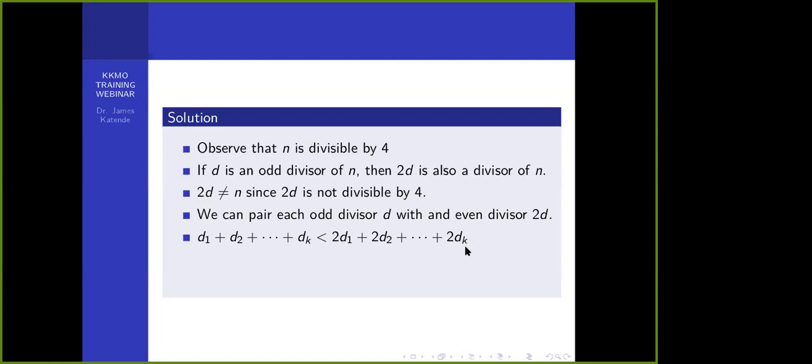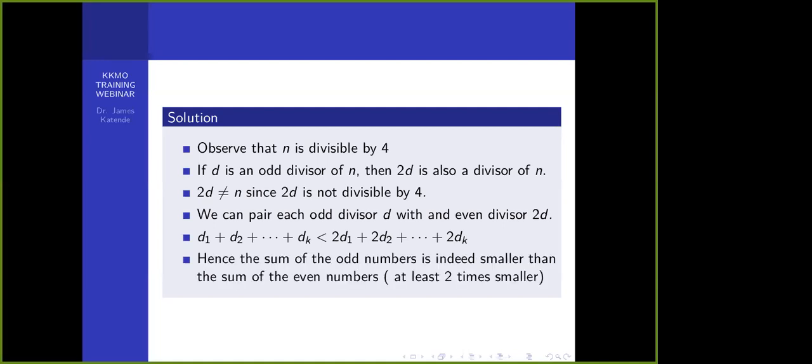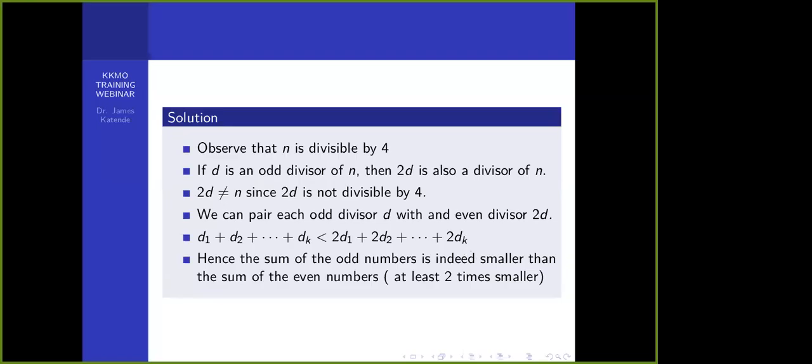So that solves the problem we wanted to solve: the sum of all the odd numbers written on the board will be smaller than the sum of all the even numbers on the board. And we can even go a step further and say it will be at least twice as small as the sum of the even factors written on the board. So that is the last problem for today.